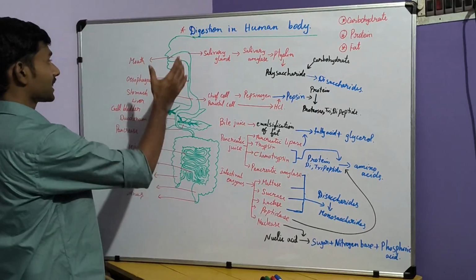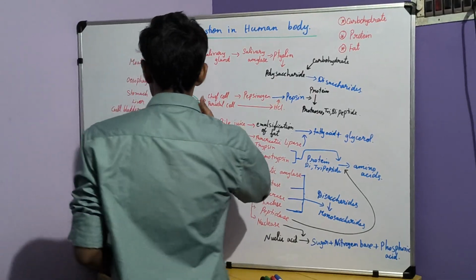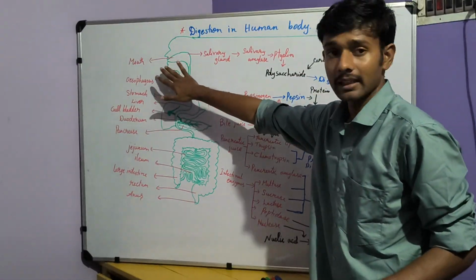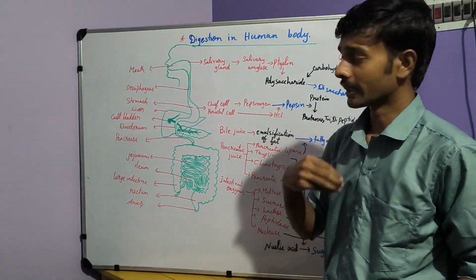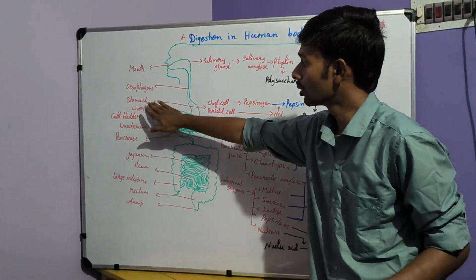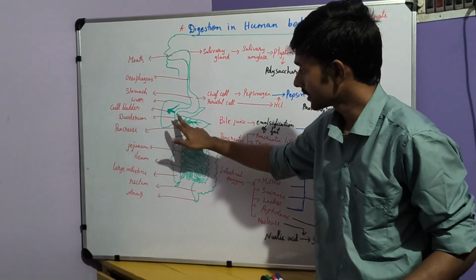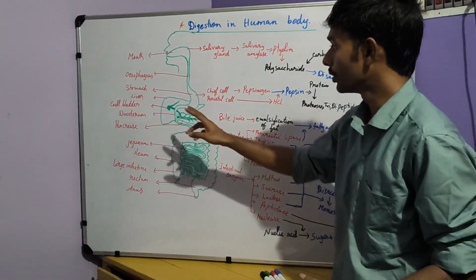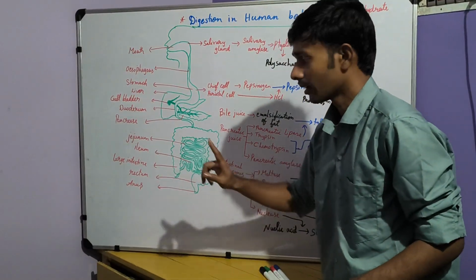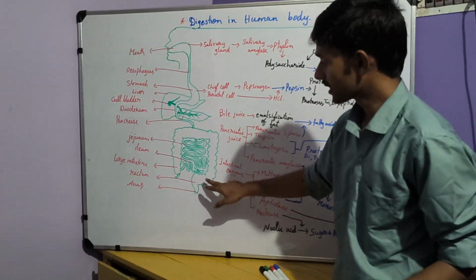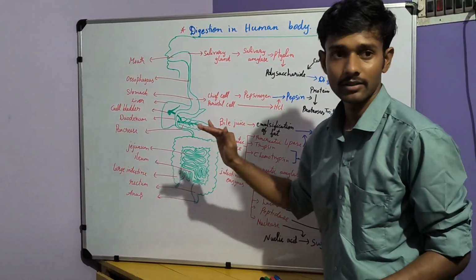Before that, we need to know about the structure of the human alimentary canal from the mouth to the anus. Our alimentary canal starts from the mouth. After this, the food enters the esophagus, then goes to the stomach, and then reaches the small intestine. The small intestine is split into three parts: the duodenum, jejunum, and ileum. Then it joins the large intestine, and through the large intestine it reaches the rectum and then the anus. This is the complete path the food travels in the digestive system.